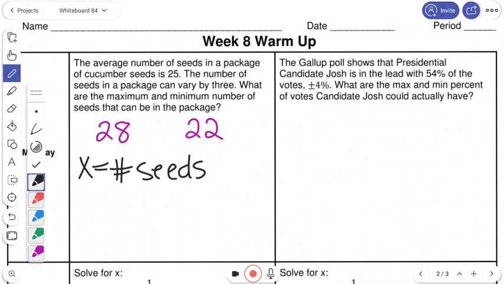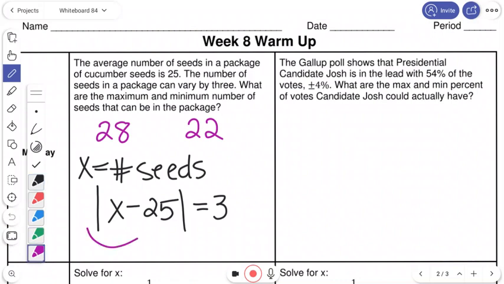So the difference between X, the actual number of seeds, and the average, 25, the difference between those is 3. We don't know if we have 3 more than 25 or 3 less than 25. And remember, absolute value can go in either direction on the number line and still remain positive. So that is why we use this absolute value equation to model the situation that we have. Okay, let's look at another one.